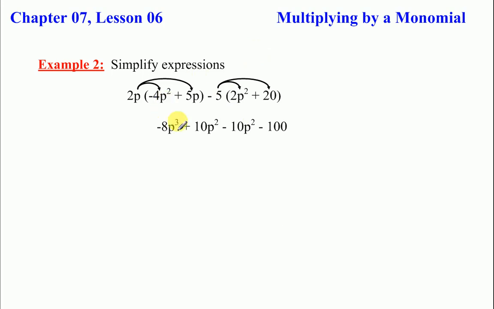Now I'm going to look at this and see, is there anything I can simplify? Are there any variables and exponents that are the same? Okay, p to the third, here we have p squared, here we have p squared. So these two can be combined. I cancel them out in this case because 10 minus 10 gives me 0. So my simplified form here is negative 8p to the third minus 100.